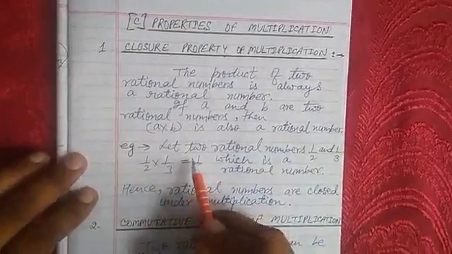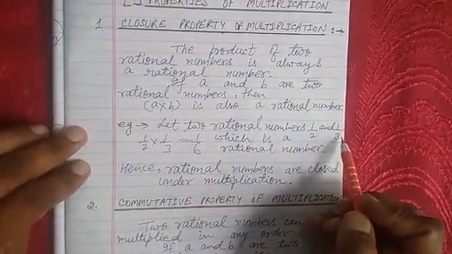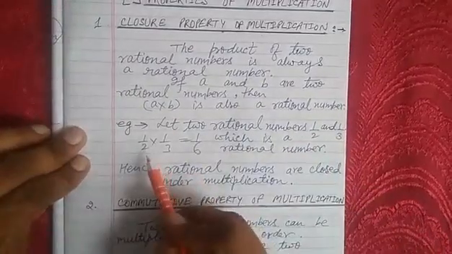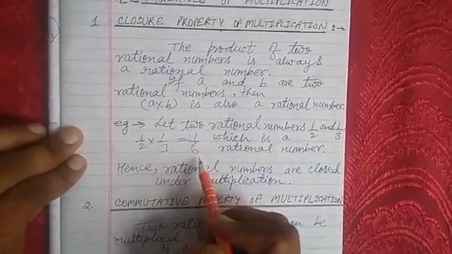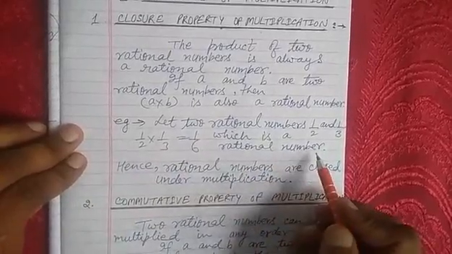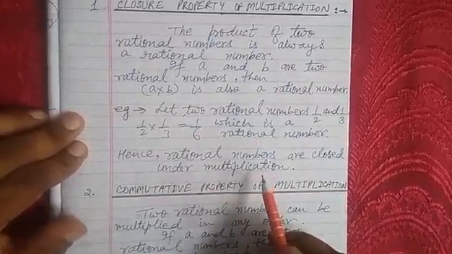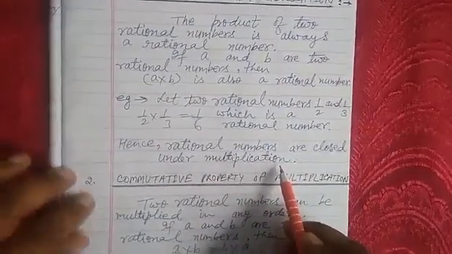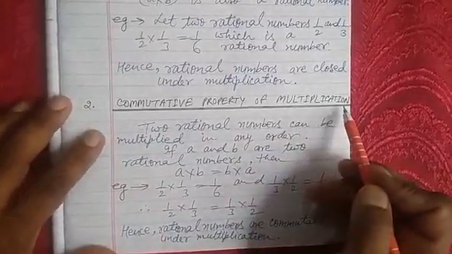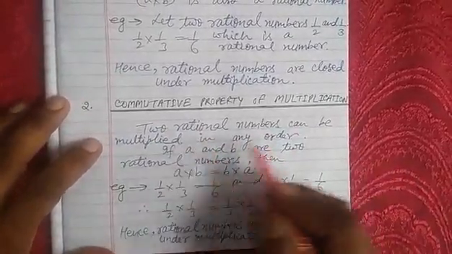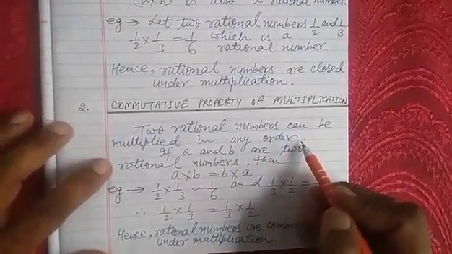For example, let two rational numbers be 1/2 and 1/3. 1/2 into 1/3 is equal to 1/6, which is a rational number. Hence, rational numbers are closed under multiplication. Second property, commutative property of multiplication. Two rational numbers can be multiplied in any order.